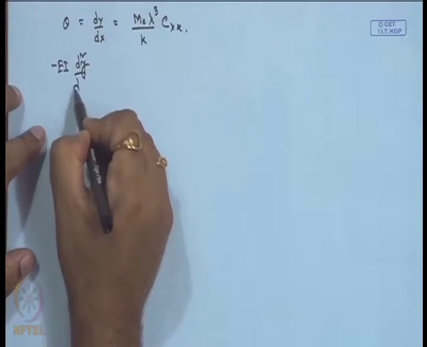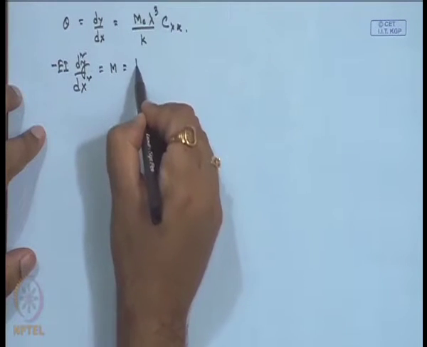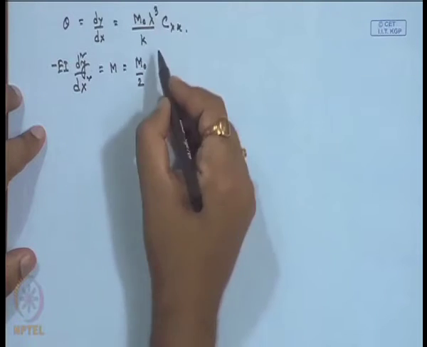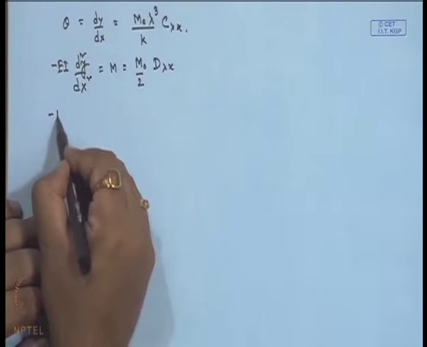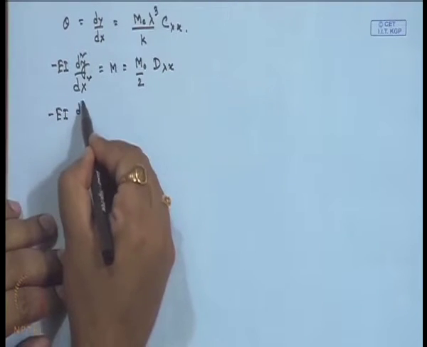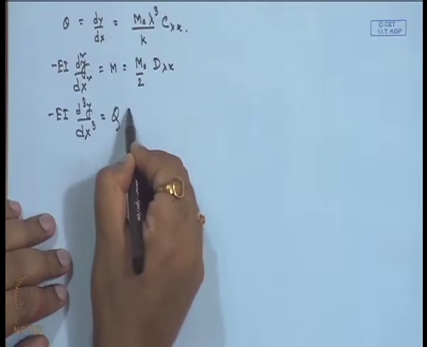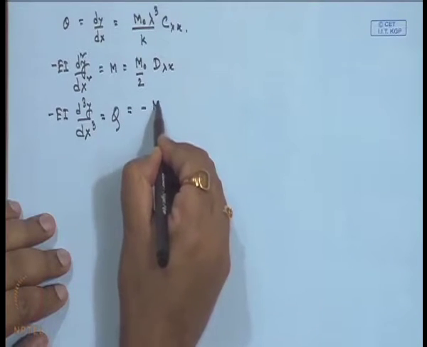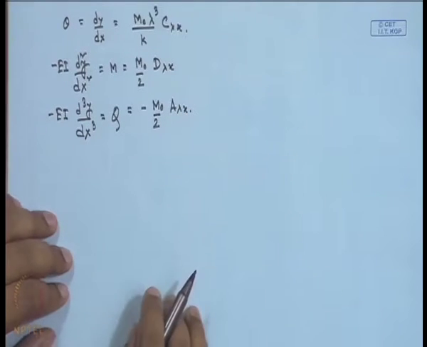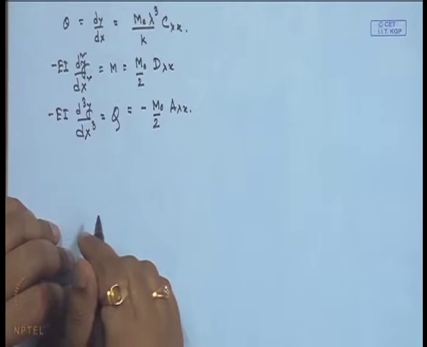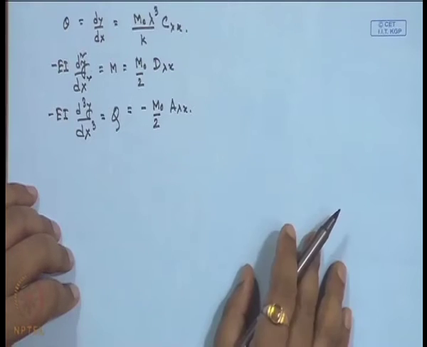Similarly, E I d square y dx square, that will be moment, that is equal to m 0 divided by 2 d lambda x. And the shear force expression E I d 3 y dx 3, that is equal to q, that will be minus m 0 by 2 a lambda x. So, these are the 4 expressions of the beam subjected to concentrated moment.